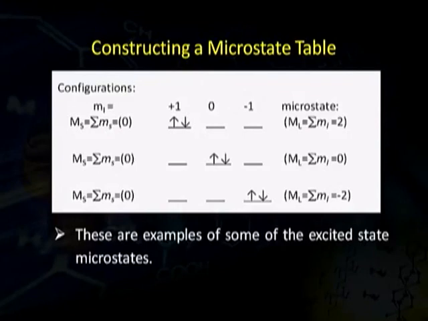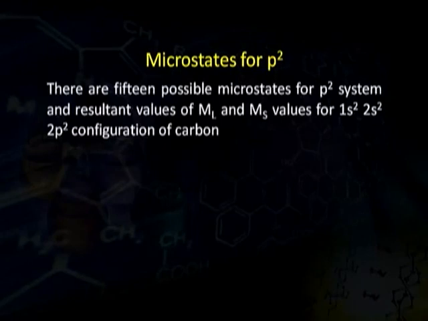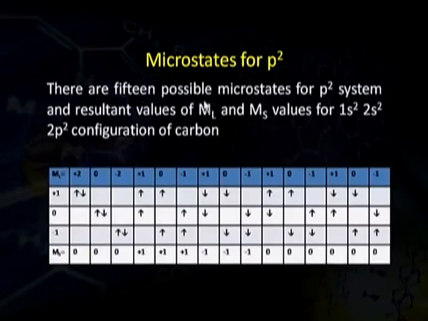These are examples of excited microstates. There are 15 possible microstates for the p2 system, and the resultant values of ml and ms are obtained like this. For ml plus 2, the electrons are arranged in opposite directions in the same orbital. This is the electronic configuration for the p2 system if ml is equal to plus 2. For this system ms would be 0 because both electrons are arranged in an anti-parallel fashion.